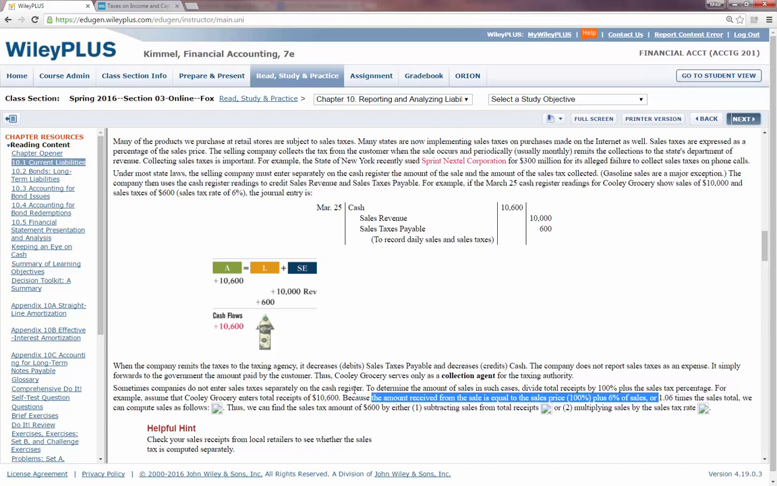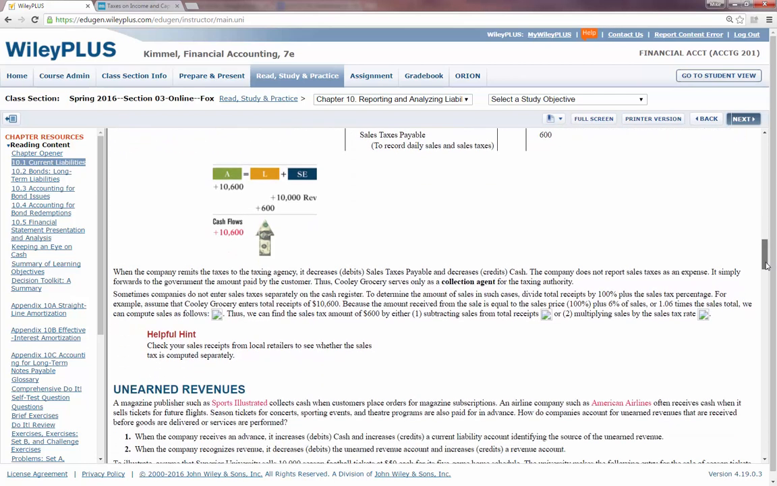So let's see. To determine the amount of sales in such cases, divide total receipts by 100 plus the sales tax percentage. So we would take 10,600 divided by 1.06, and that would tell us the amount of sales. And then the difference between the 10,600 and the amount of sales would be the sales taxes. This is something you're going to have to know how to do. Just by the way it's listed out in the book, I can tell you that right now.